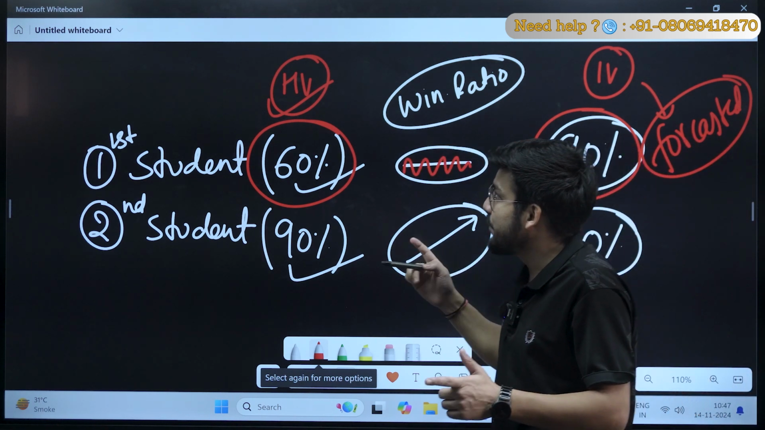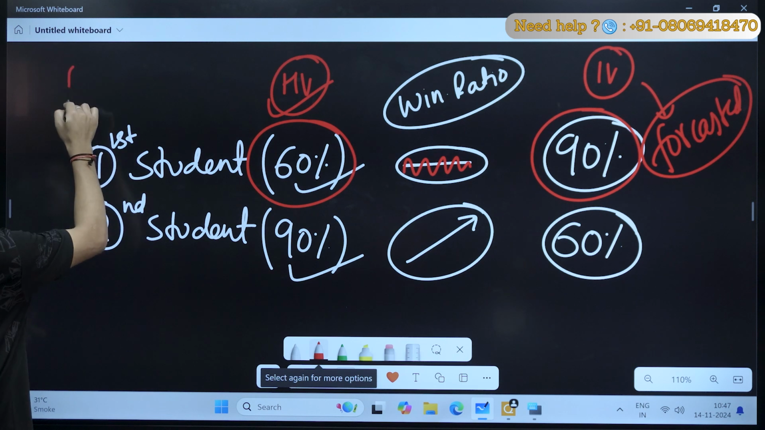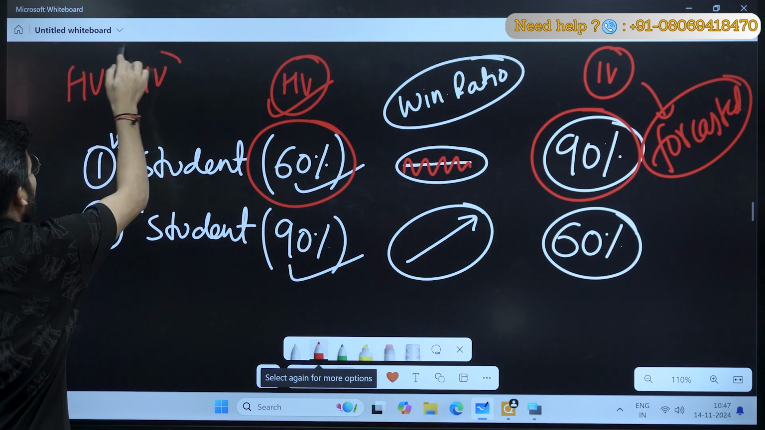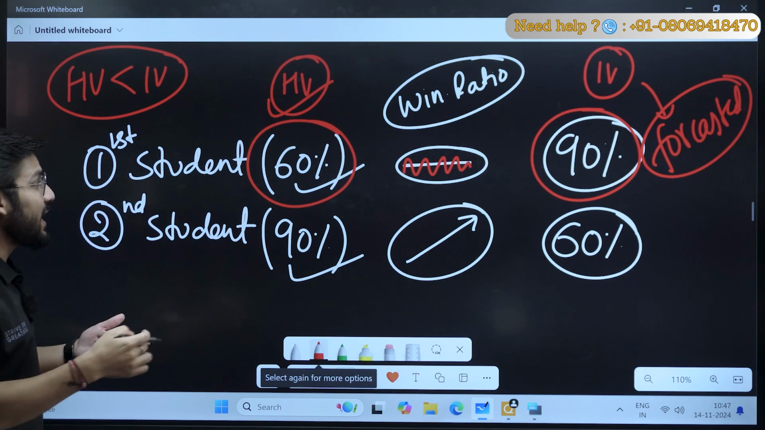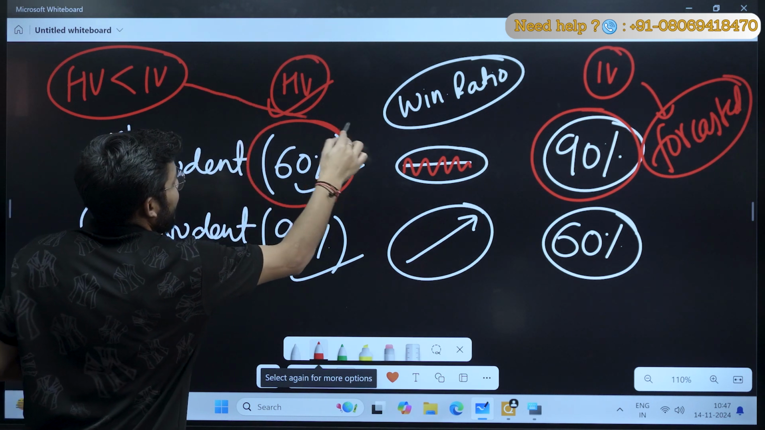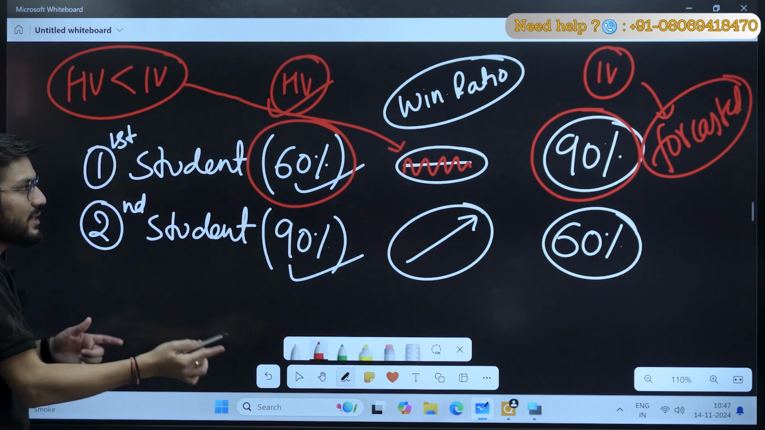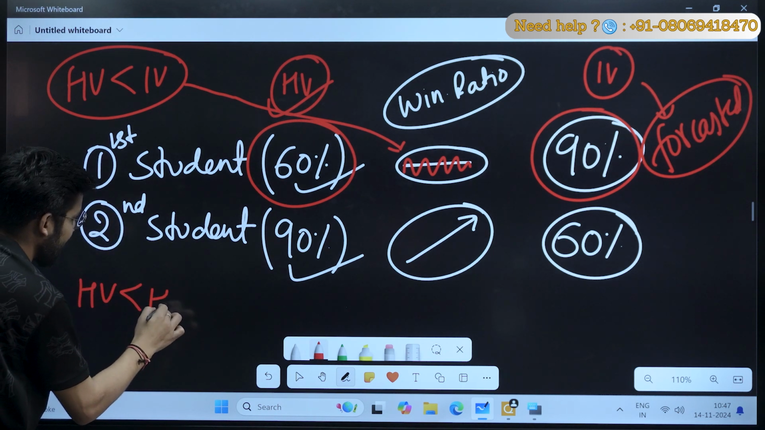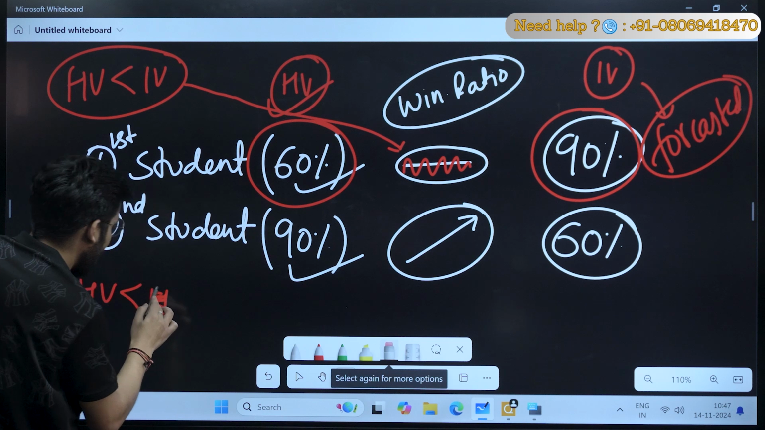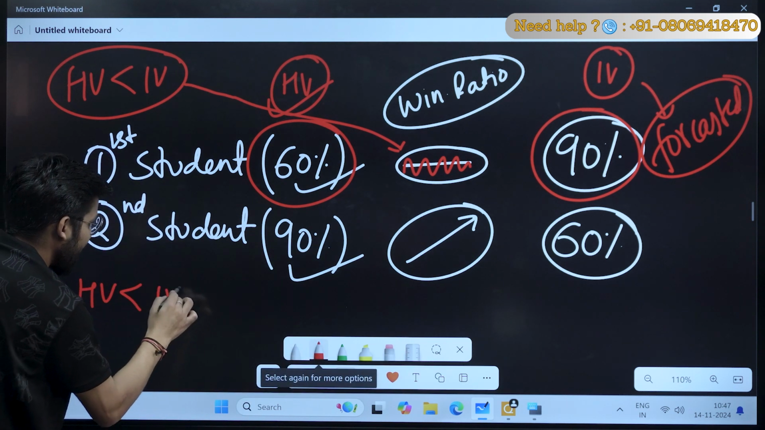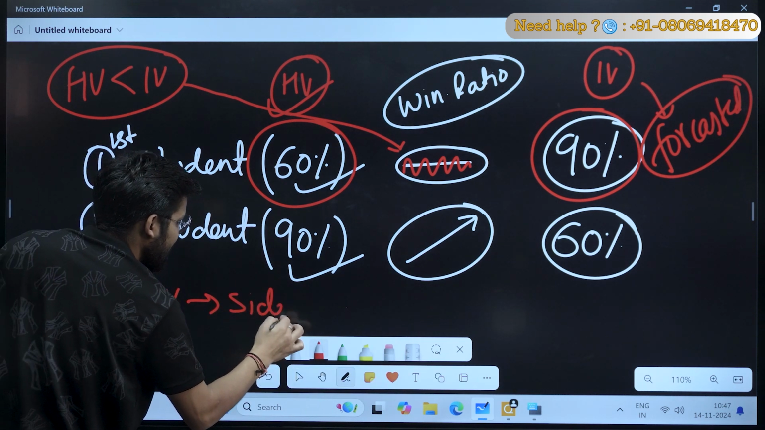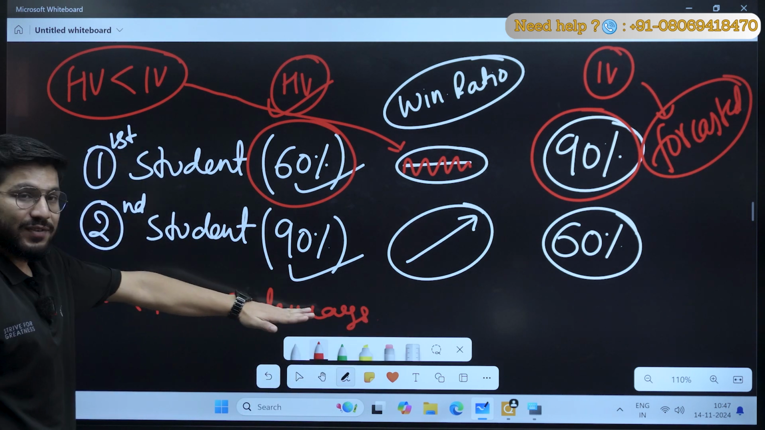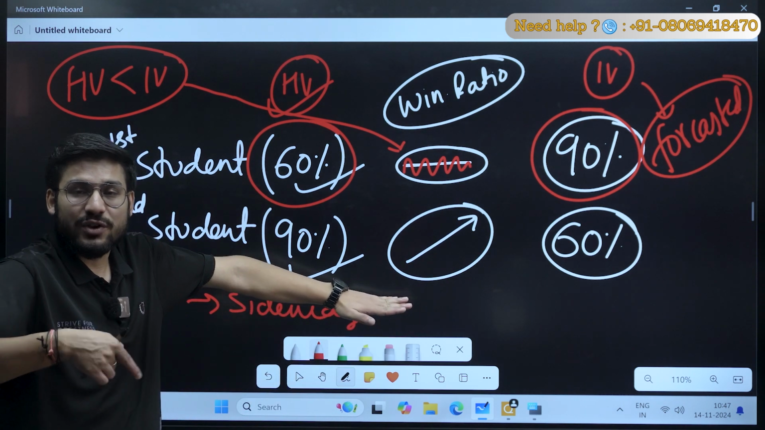So what we got here is, whenever your historical volatility is less than your implied volatility, at that time you will get sideways momentum, right? So I will write it here. HV, whenever it is less than your IV, at that time you will get a sideways momentum, a sideways market. And this sideways market is not for the buyers, but it is actually for the sellers.